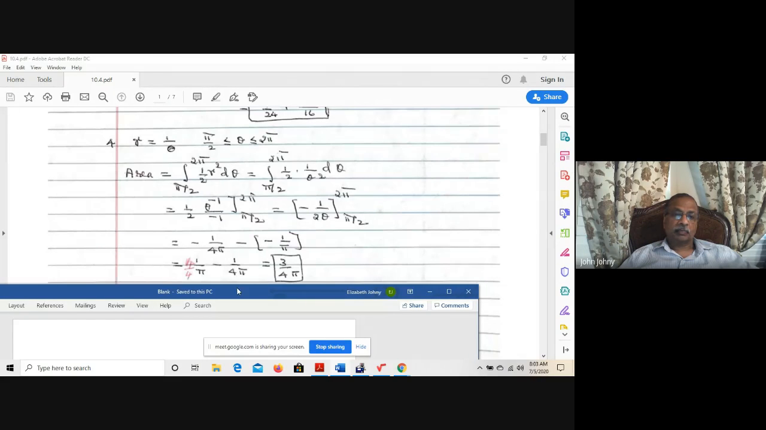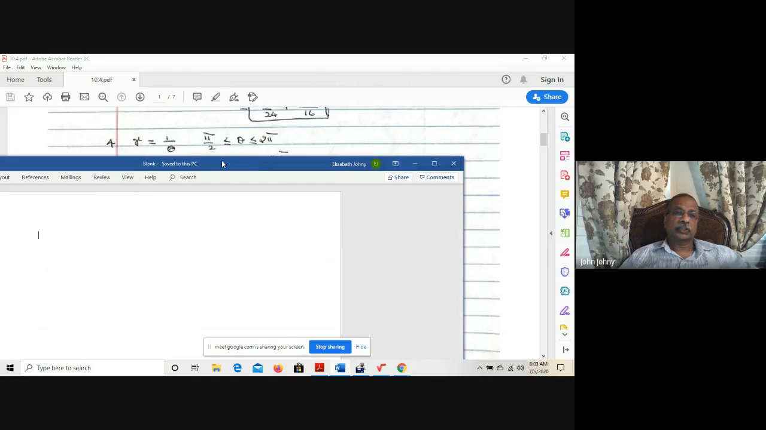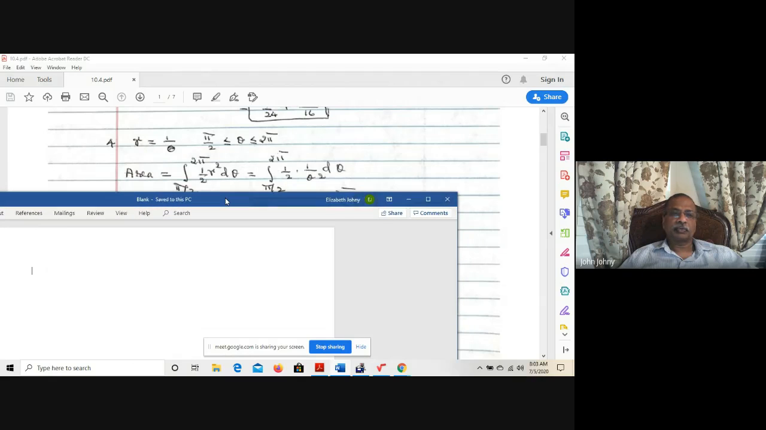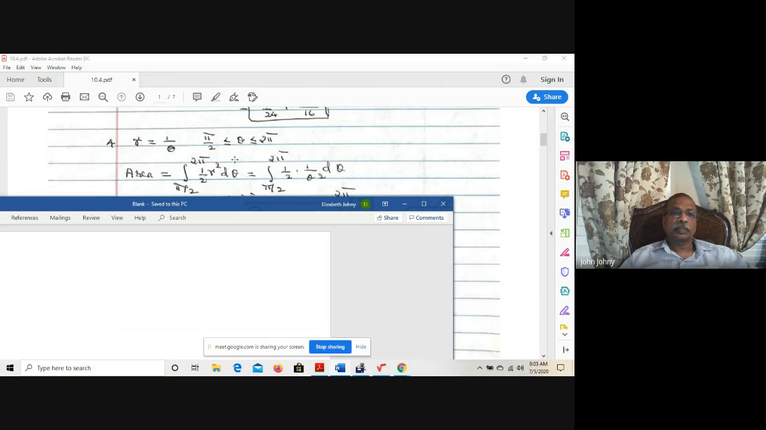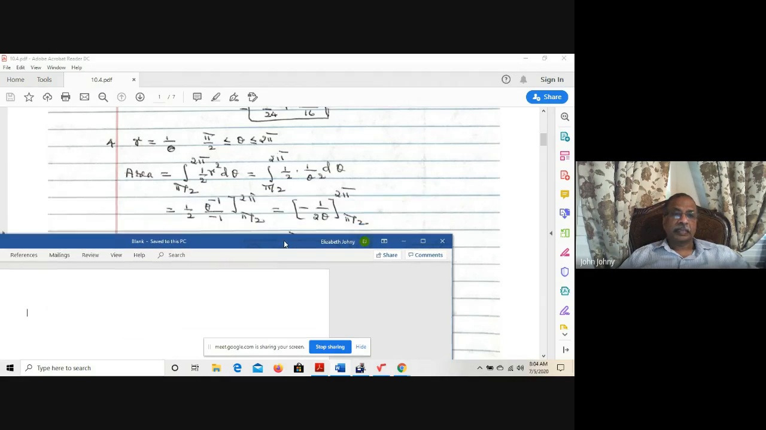Question number 4 from the textbook. r equals 1 over theta, where theta varies from pi over 2 to 2 pi. Just application of the formula. Area is equal to the integral from pi over 2 to 2 pi of 1/2 r squared d theta. That is the integral of 1/2 times 1 over theta squared d theta. That is equal to 1/2 times theta to the negative 2.